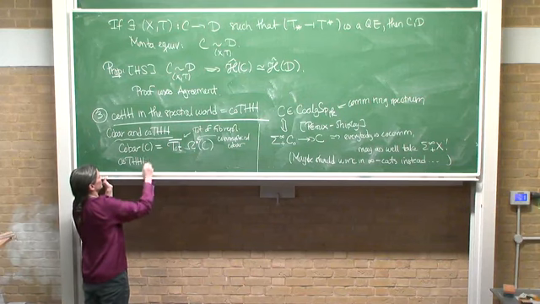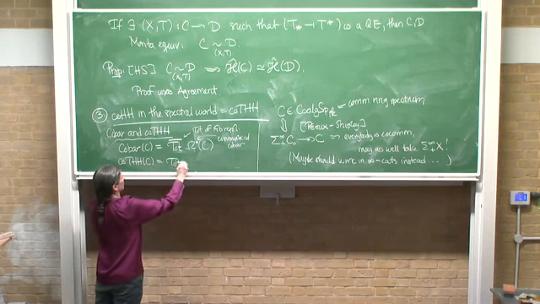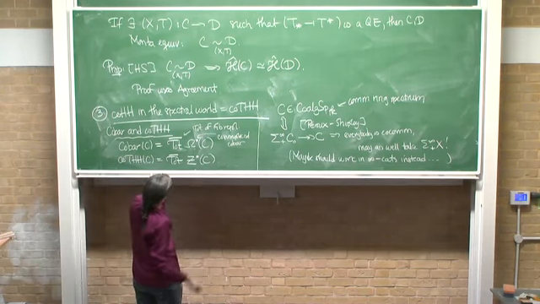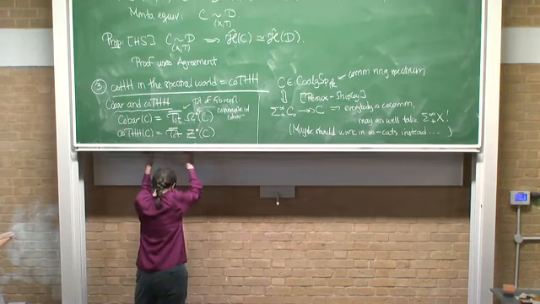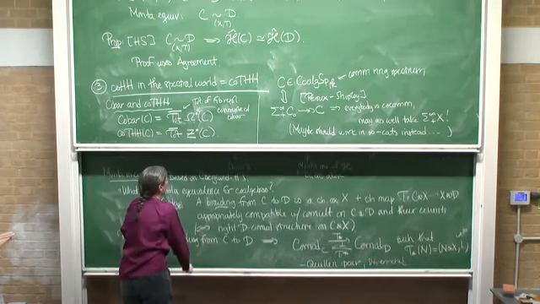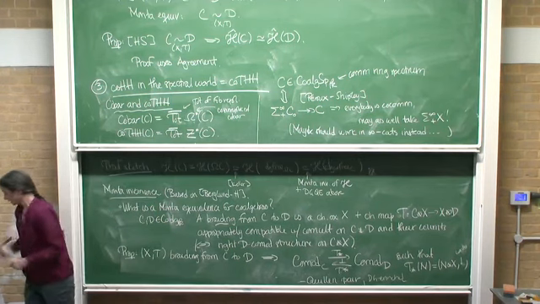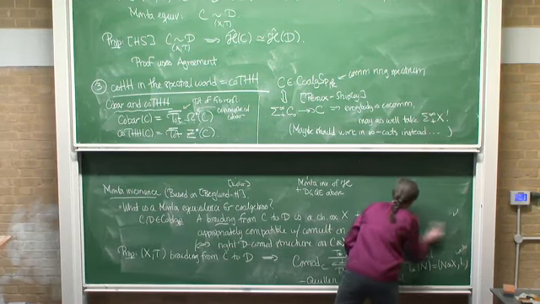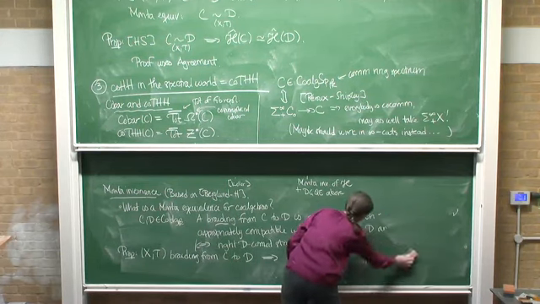And coTHH of C is the same kind of Tot of a fibrant replacement. So let's think about the properties of these constructions now in the spectral context.